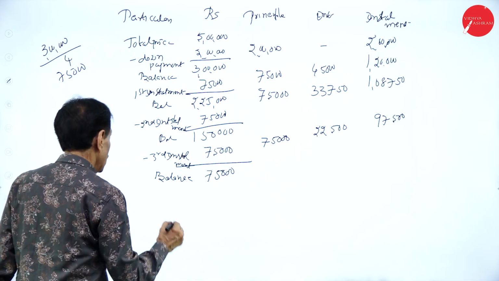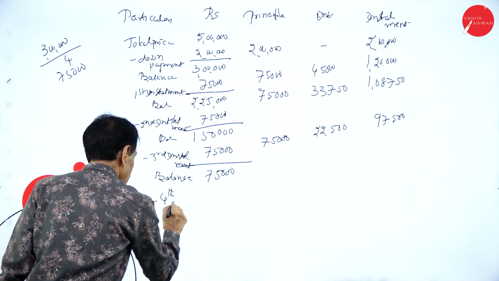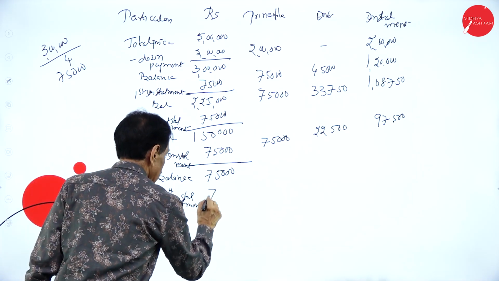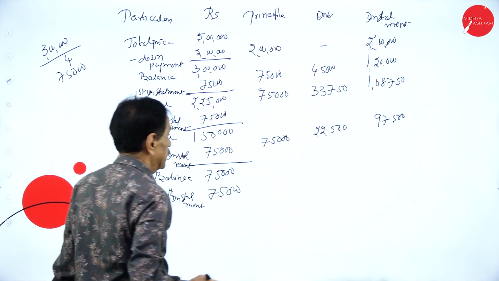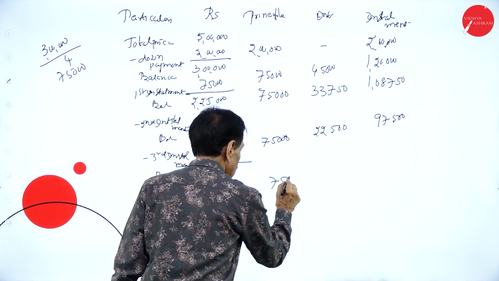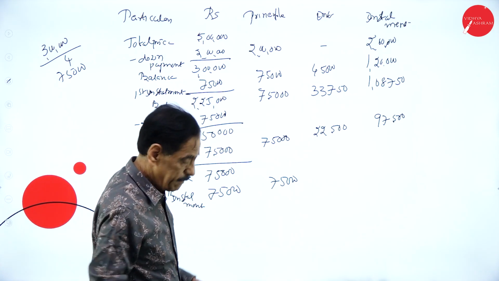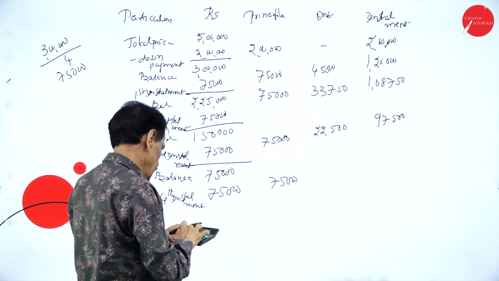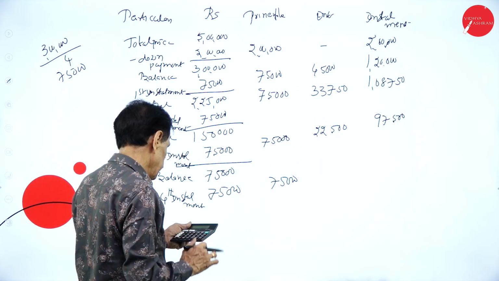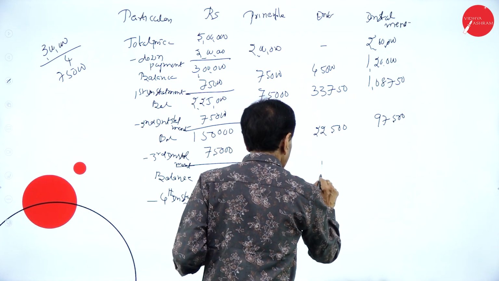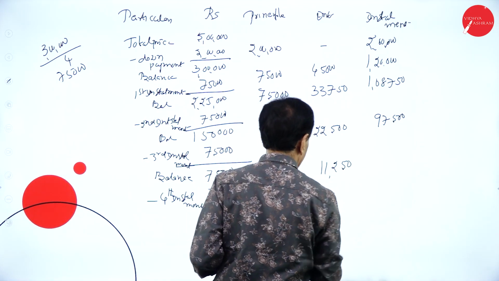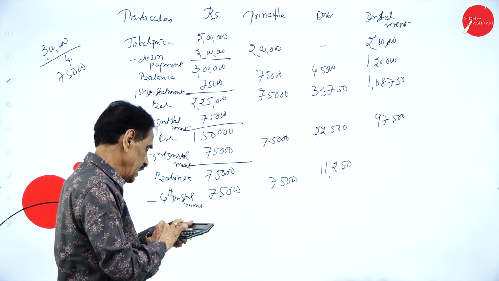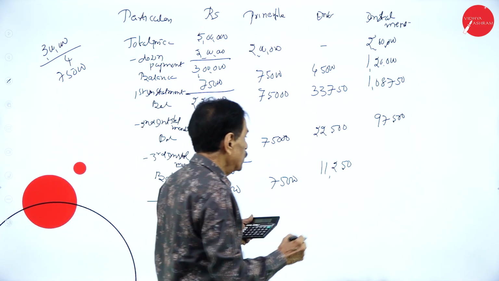Minus fourth installment, 75,000. Principal 75,000. Interest on this 75,000 into 15 divided by 100, 11,250. Add 75,000, 86,250.